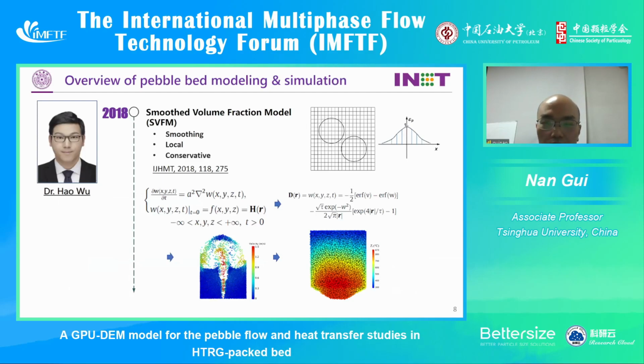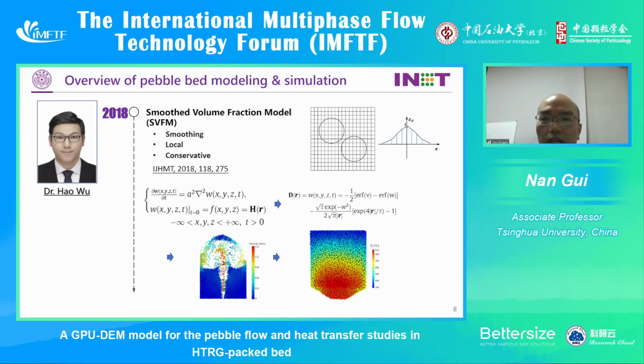So we needed to use a finer mesh grid. We just propose a smooth volume fraction model. Basically, if we use mesh grids smaller than the pebble size, we calculate the volume fraction in each cell. For example, when the cell is within the particle, its volume fraction is zero, and when it is outside the particle, its volume fraction is 1.